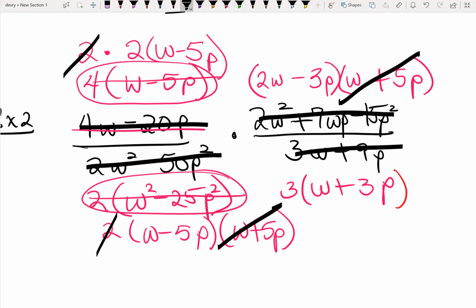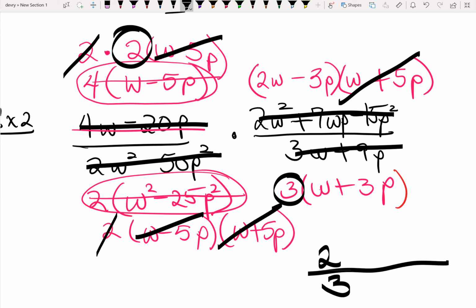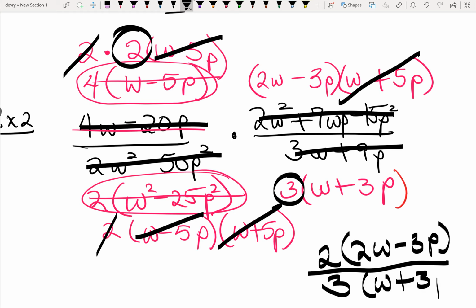Okay, what else do I have? This will cancel with this, so that's gone. It looks like I have a 2 here and a 3 here, so this definitely will be 2 over 3, and it looks like what's left over is the 2w minus 3p and the w plus 3p. Alright, so that's our final answer.